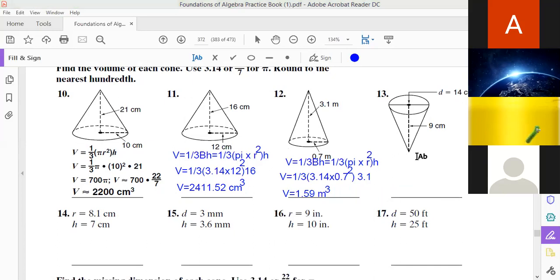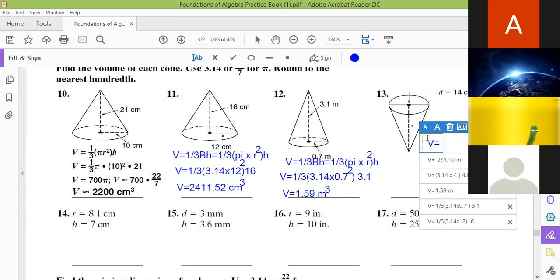Now you tell me how to solve question number 9. Tell me the formula first. How to calculate the volume? V is equal to 1 over 3 BH. Very good. Base times height.